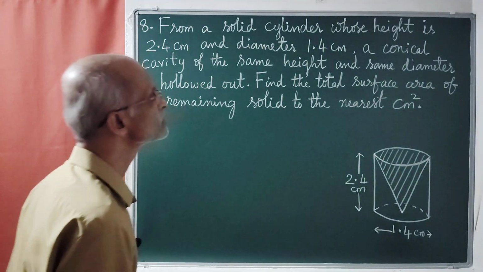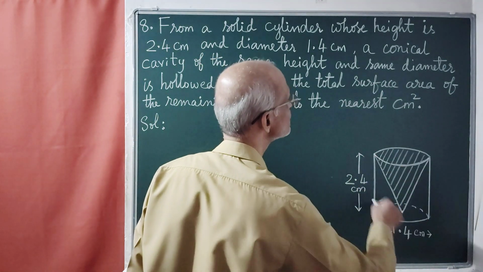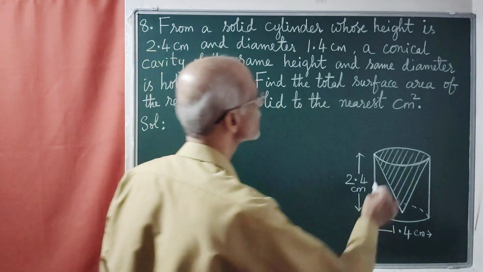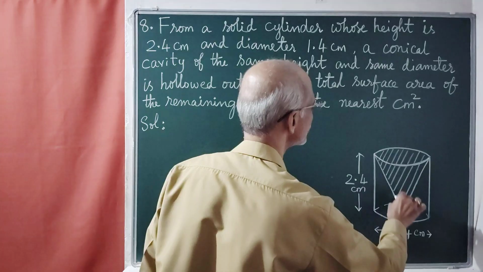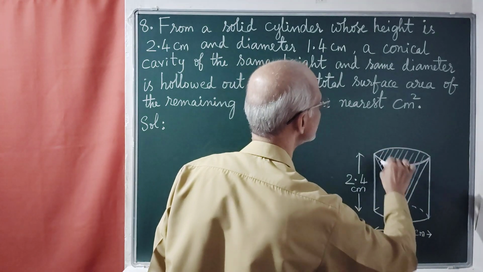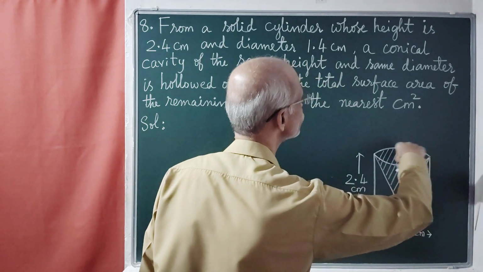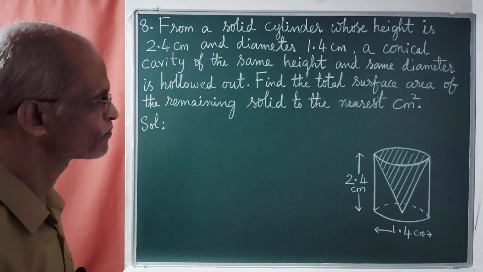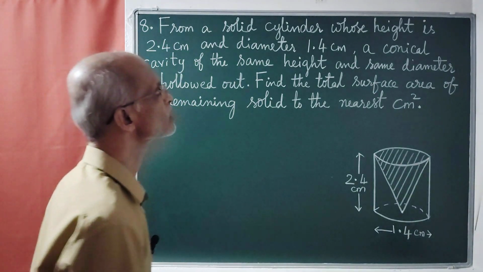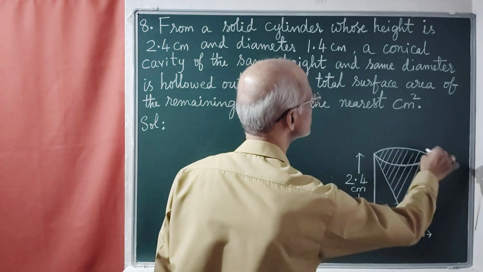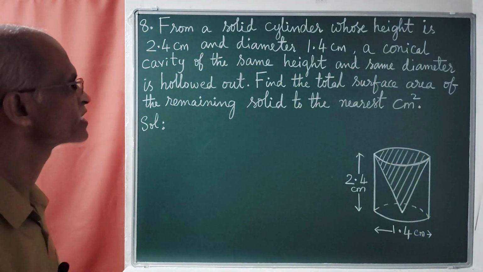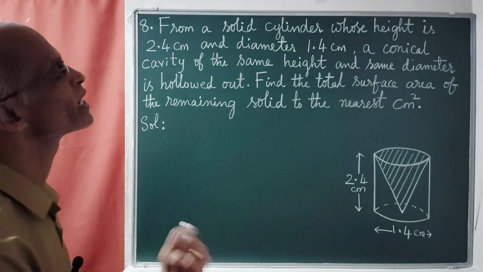So here you have a cylinder. It was a solid cylinder from which they have taken out a conical cavity. The conical cavity has been removed from this cylinder. Now we have to find out the total surface area of the remaining solid.